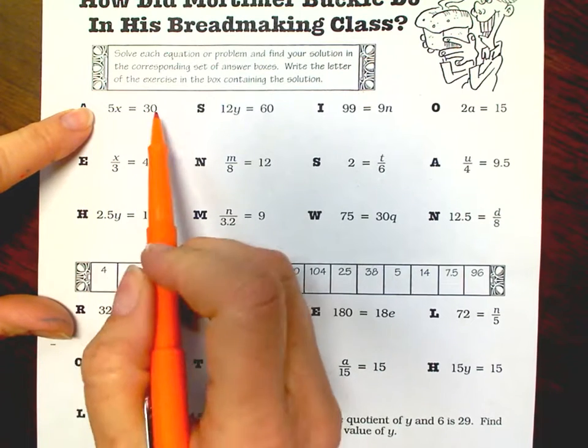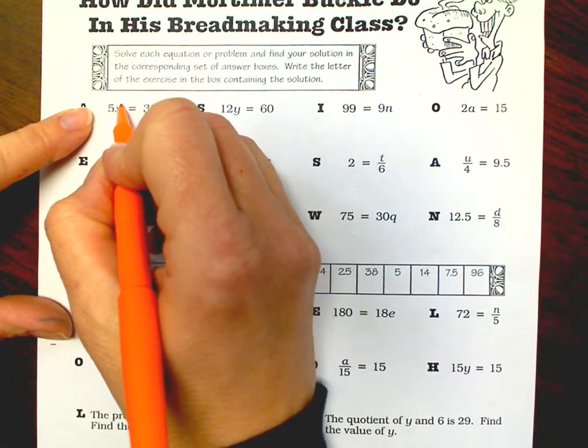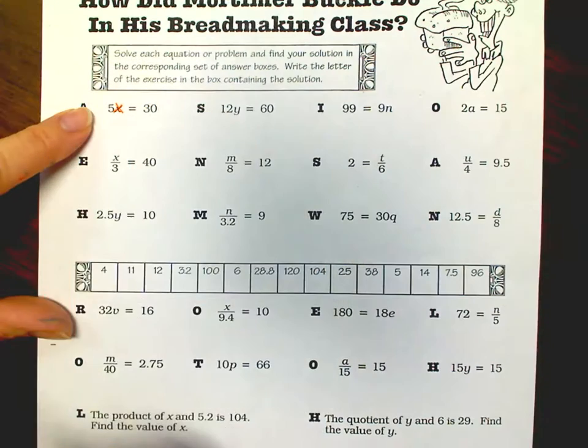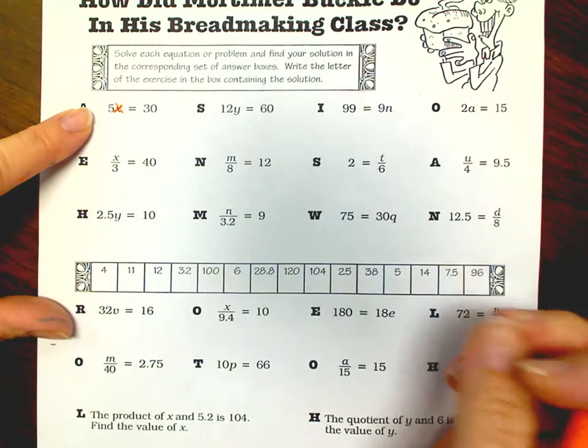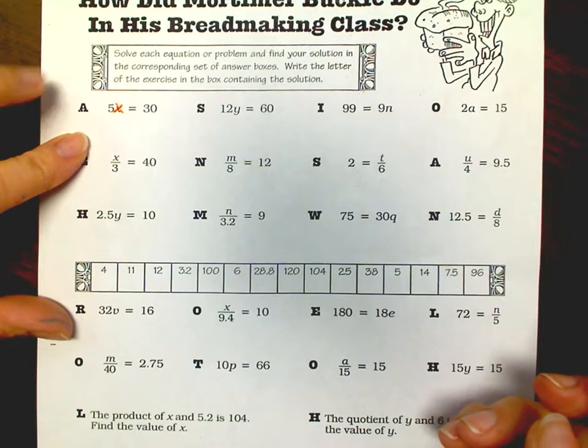When you see an equation, you're going to find the variable. The variable is the letter that's representing a number. Okay, the variable changes. It's just a letter that holds the spot of where a number should go. And so we're wanting to find out what is the value of that variable. So we're going to solve for x on A.